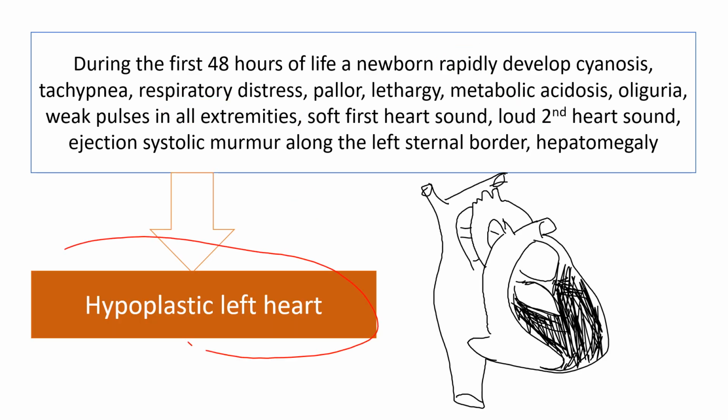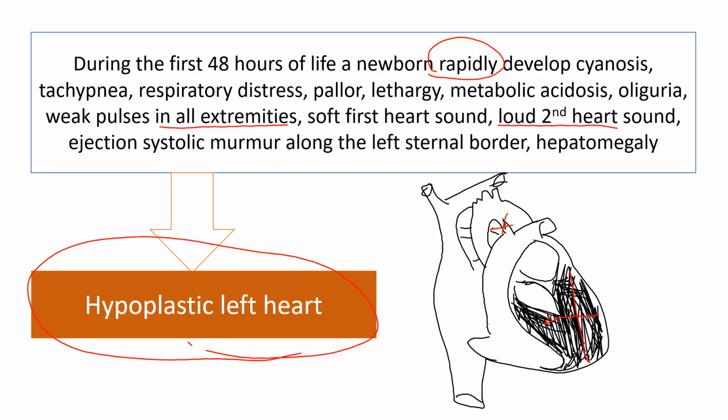This is a classic presentation of hypoplastic left heart. Once the ducts start to close, this infant will develop sudden deterioration and development of cardiogenic shock. Look for weak pulses in all extremities, loud second heart sound. These infants may have murmur or may not have any murmur.